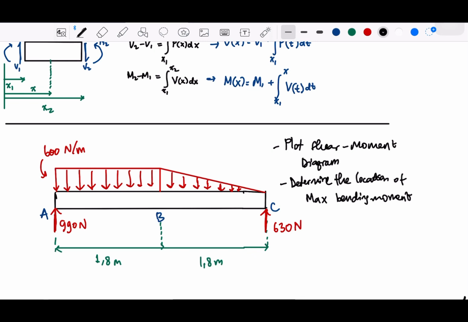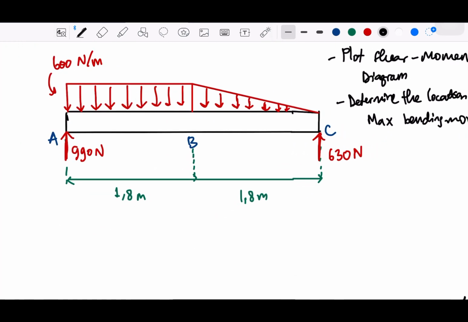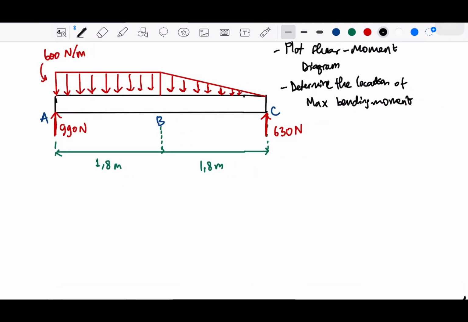Okay, let's just go through the graph. First we take V versus x, the distance. V is in Newton and x is in meter.